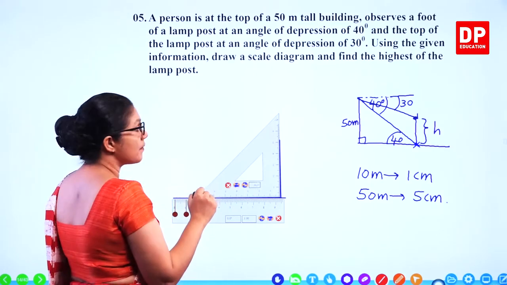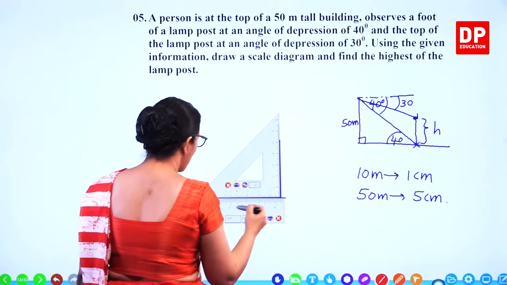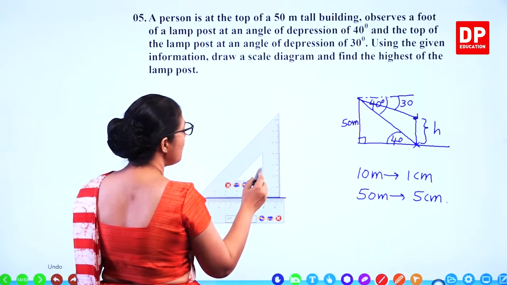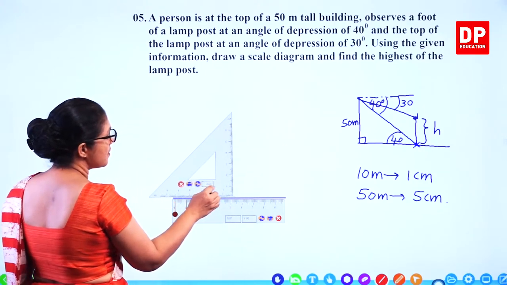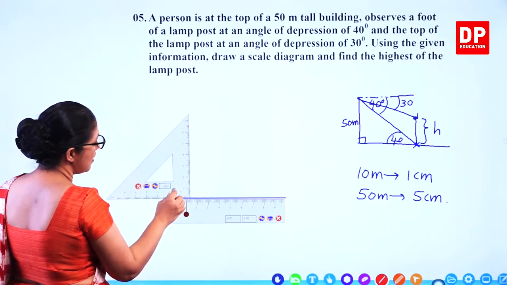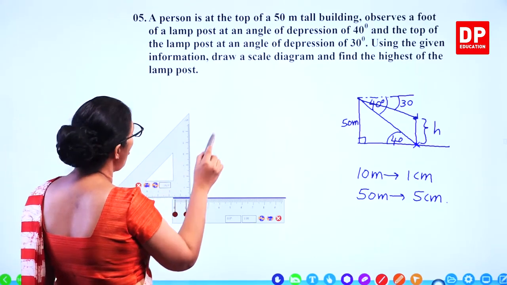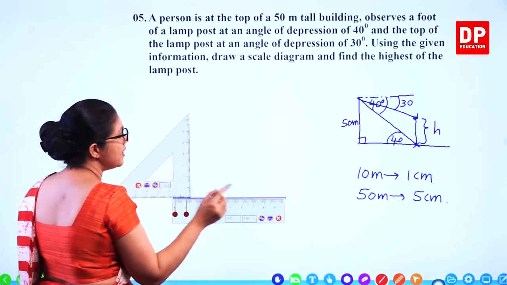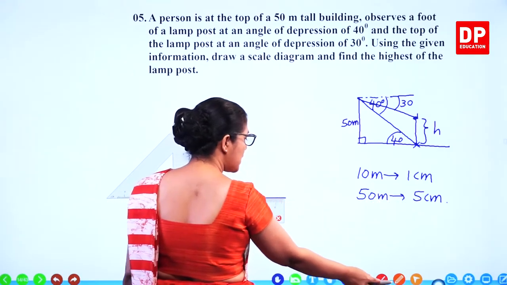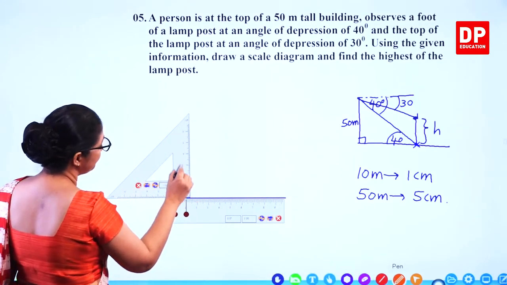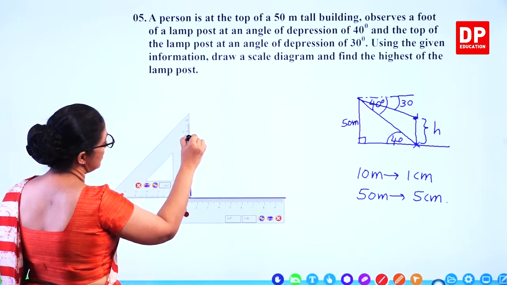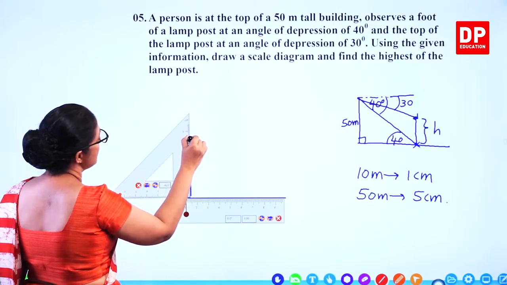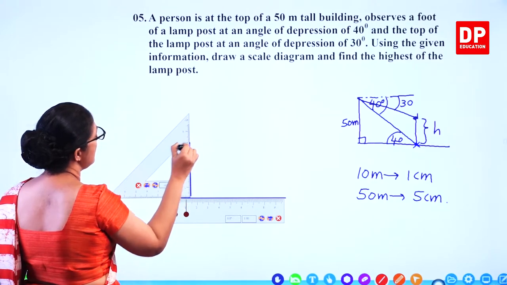Before that, what can you do? Before drawing the lamp post, we can draw this one. Here, take the set square, we can draw the tall building. We know the height of the tall building. So 50 meters means we'll take 5 centimeters from this point. So first we'll draw that. From here, 5 centimeters means 50 meters representing. So this is the tall building.